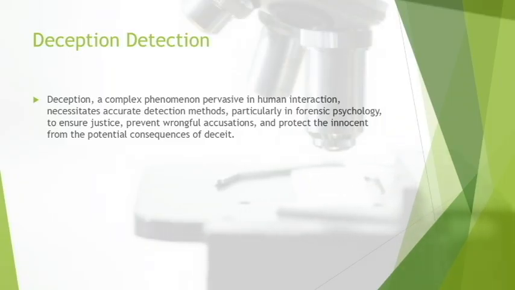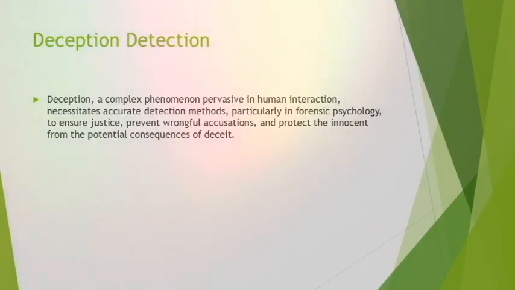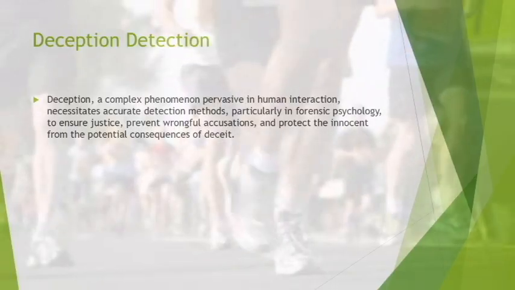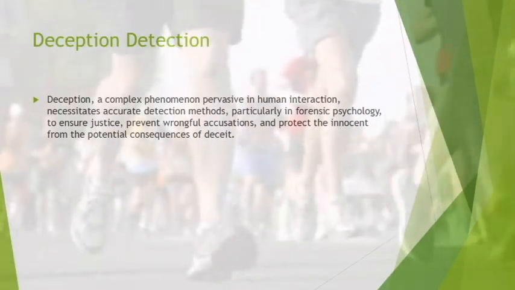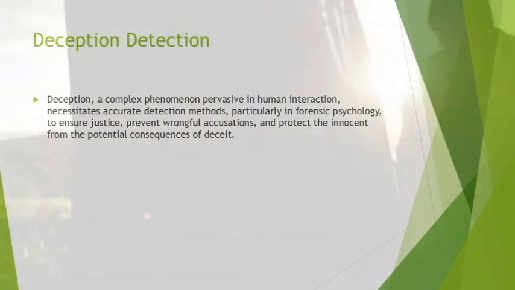On the other side, failure to detect deception can result in miscarriages of justice, with innocent individuals being wrongly accused or convicted based on false information. Understanding the dynamics of deception requires an exploration of its cognitive, emotional, and behavioral aspects. By examining the underlying psychological processes involved in lying, researchers and practitioners can develop fairly effective strategies for detecting deception and distinguishing the truth from falsehood.